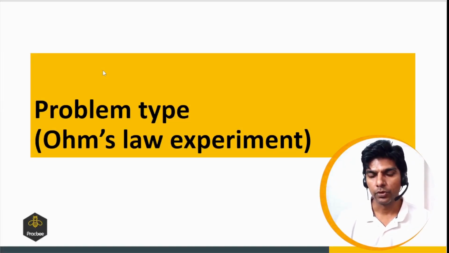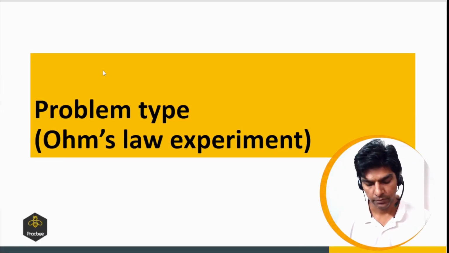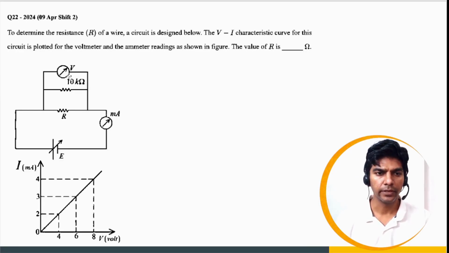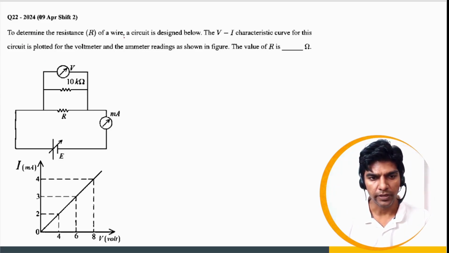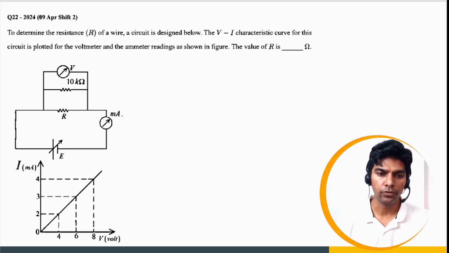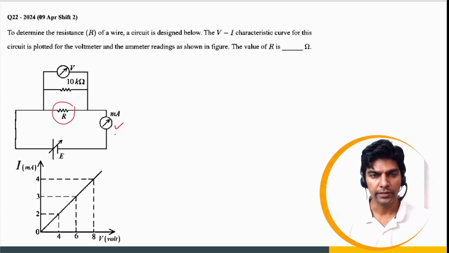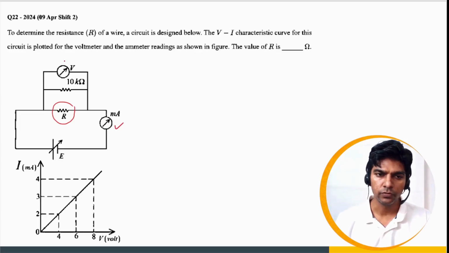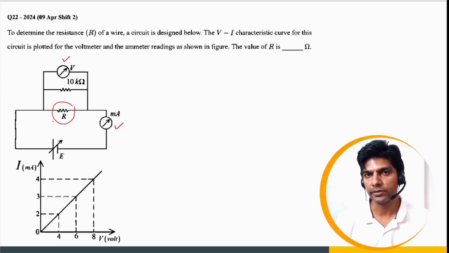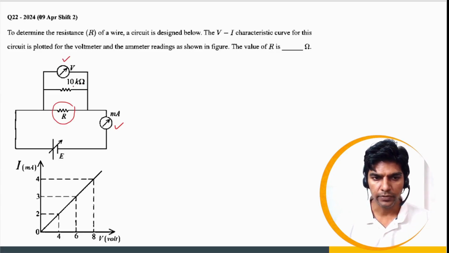Now let us see the next problem type, which is based on Ohm's law experiment. So let us see some illustration. Here we have to determine the resistance R of a wire. A circuit is designed below, and the VI characteristic curve for this circuit is plotted for the voltmeter and the ammeter reading as shown in the figure. So we have to find the value of R. We are measuring the current in the circuit in milliampere, and we are also measuring the potential drop across the resistor R, and this R is connected with 10 kilo ohms in parallel.